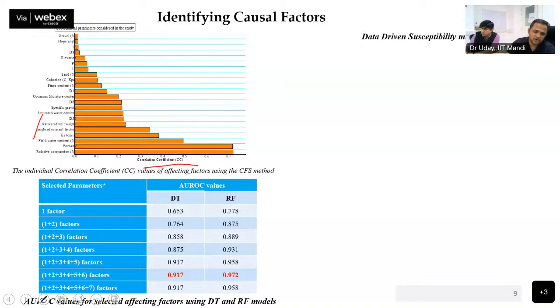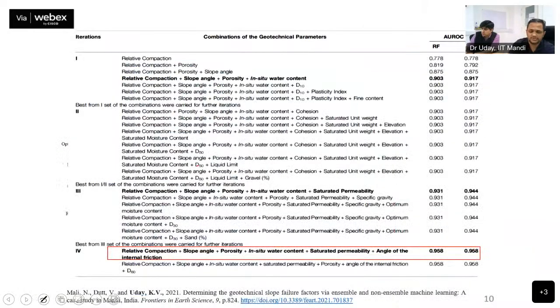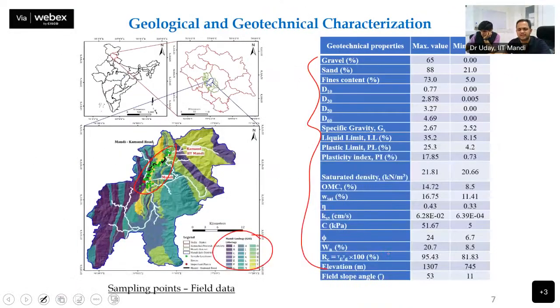And the combination of these is giving us a very good accuracy when you talk about AUROC, area under the receiver operating curve. So we have a very good chance, around 95.8%, of good prediction of landslides based on only 6 parameters: void ratio compaction, slope angle, porosity, in situ moisture content, saturated permeability, and angle of internal friction. So based on this, we went back onto this particular area.